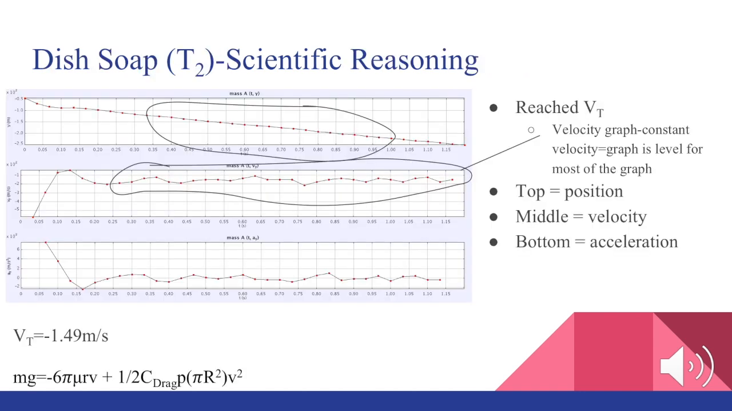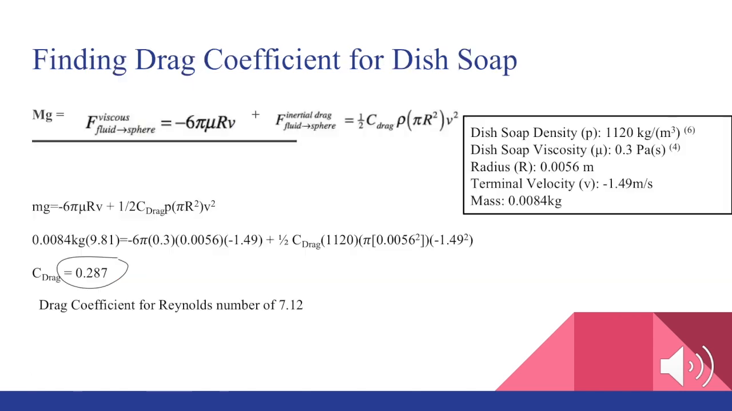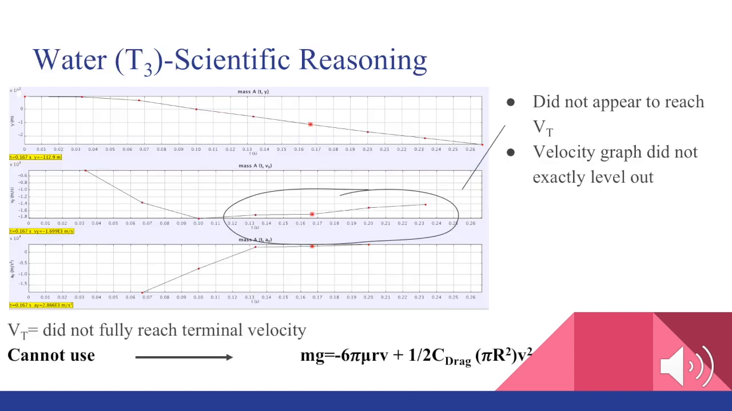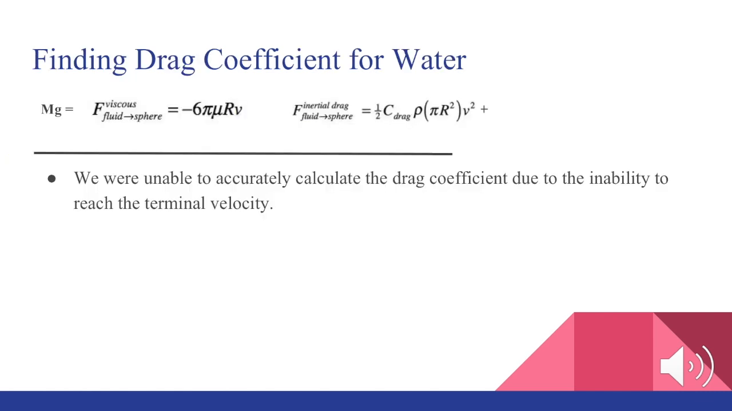The dish soap data showed it was also able to reach terminal velocity from the velocity graph leveling out and being constant. The terminal velocity was negative 1.49 meters per second. The acceleration was also quite leveled at 0. The coefficient for drag was 0.287. For water, the data did not appear to have reached terminal velocity according to the velocity graph, as it was not at a constant velocity, so this trial would still have an acceleration.